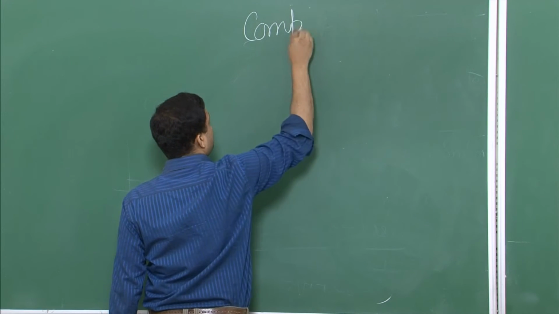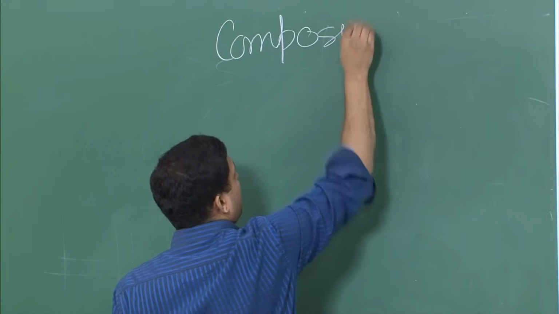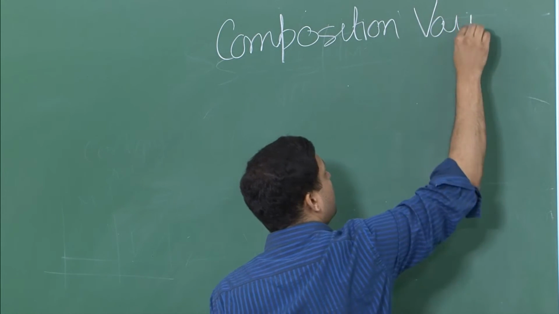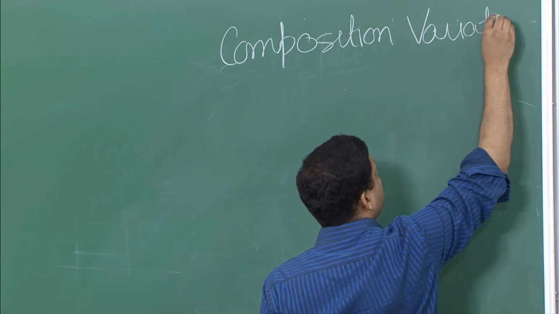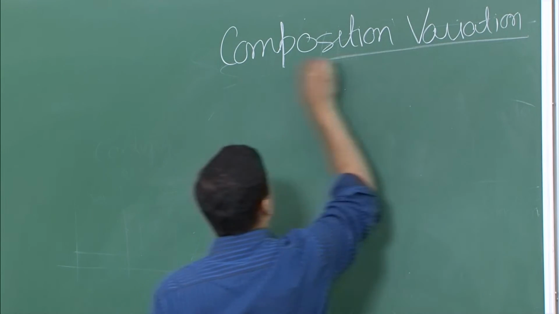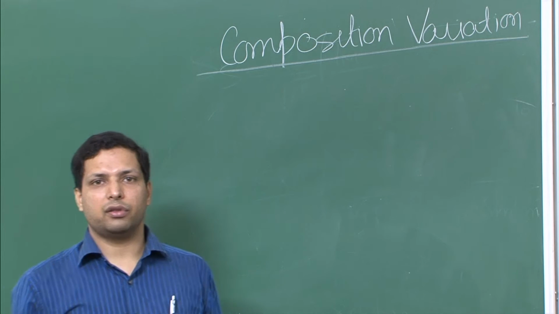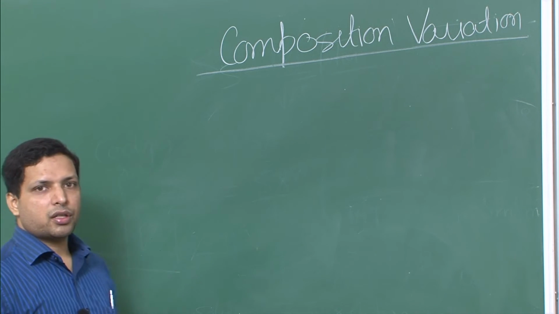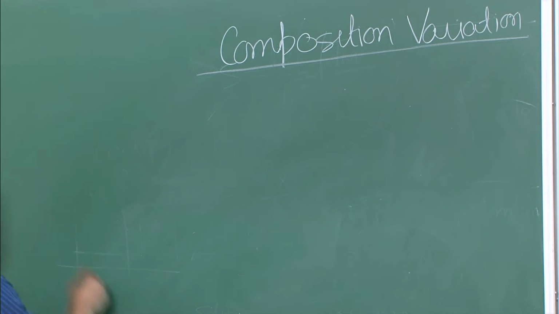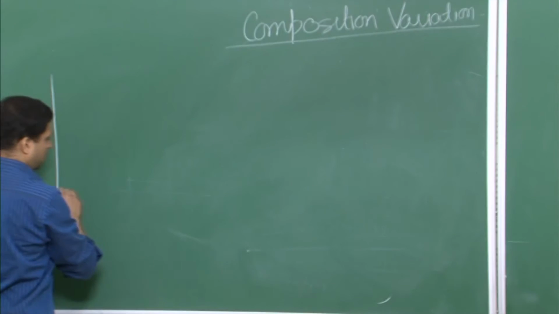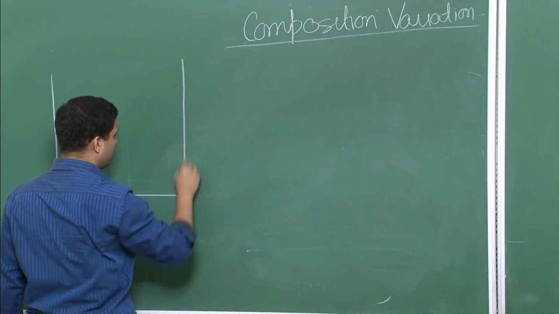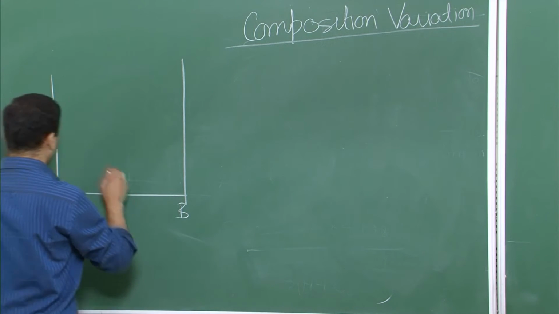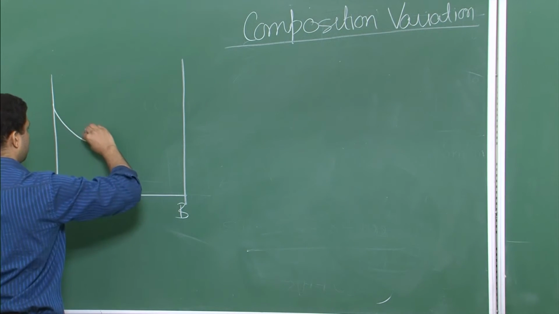And when I say composition variation, you can understand that we are talking only about multi-component systems. A single component system cannot have variation in composition. Now in multi-component systems also, let us draw a simple one. The simplest multi-component would be a two component system. So let me draw one of the simple diagrams for multi-component.